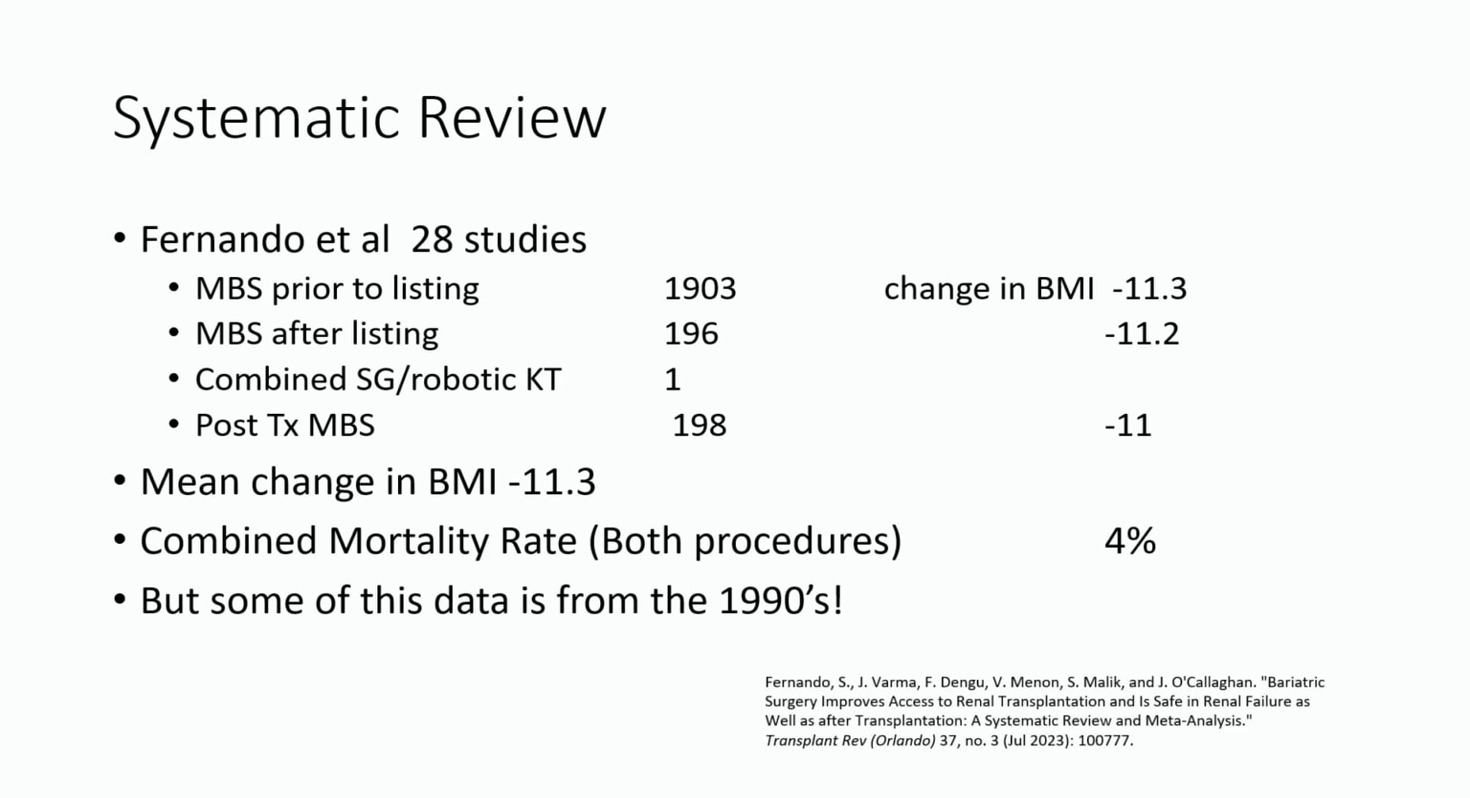Fernando also published last year a meta-analysis of 28 studies with MBS pre-listing, after listing, in other words, still prior to transplant, at the time of transplant, of which there's 1 study, and then post-transplant, and found in each of these groups there's a mean change of BMI of about the same, about 11 points. They talk about mortality. They combined the mortality of transplant and bariatric surgery and reached a number of 4%, which if you take the transplant as 2%, seems somewhat high.